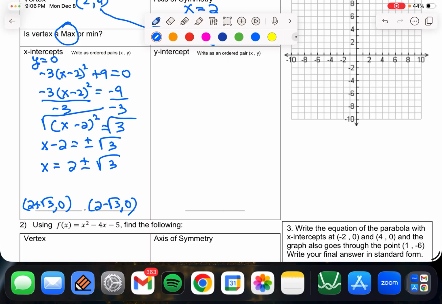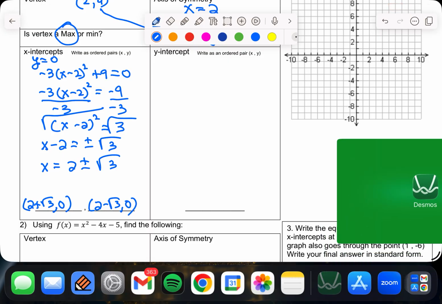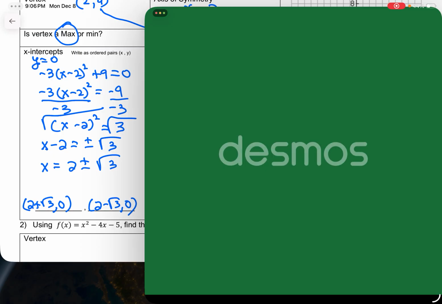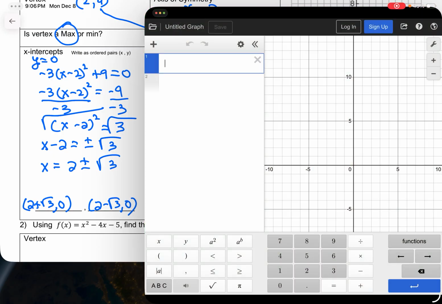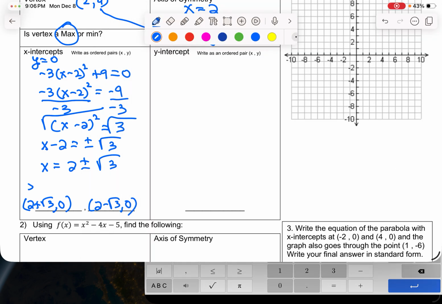And to get those decimal values, I'm going to do this quickly. If I do 2 plus the square root of 3, I'm going to get 3.73. So this is 3.73 comma 0. I'm going to write that over 3.73 comma 0. We're writing the exact values as answers though. And the other one I think is 0.26 comma 0. Just so you know that.